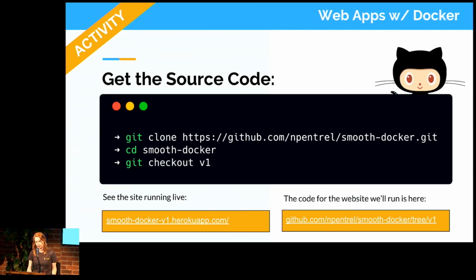So the code we're going to be using can be found here, and I'll give you some time to execute these 3 commands. It is first git clone github.com/npentrel/smooth-docker.git. And then you have to change directory into smooth-docker and git checkout v1. So we're going to be working on the v1 branch.